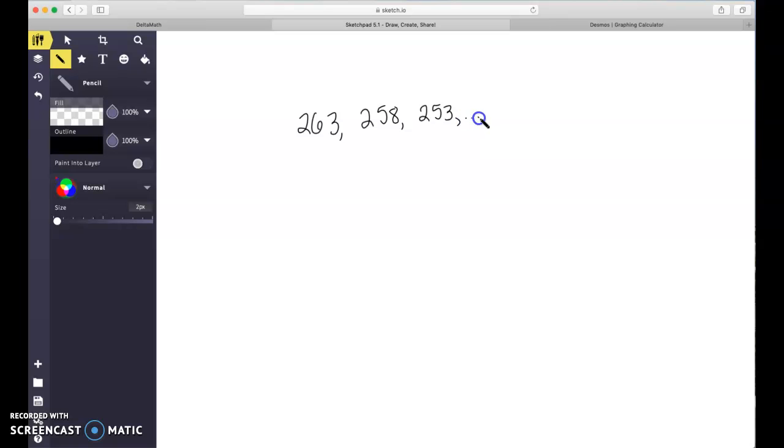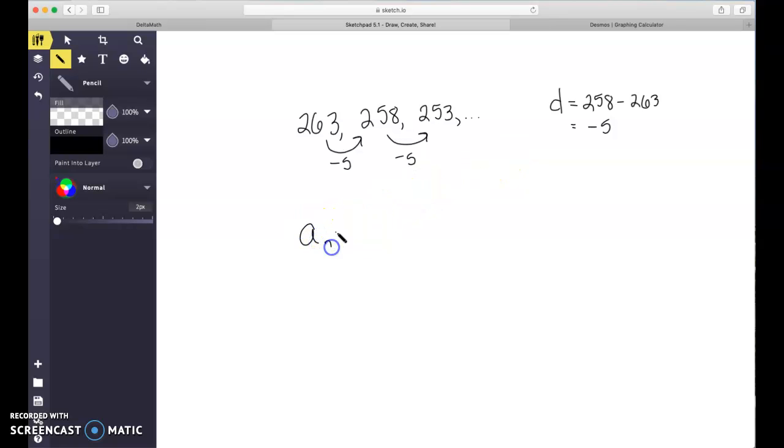Now, in order to write the explicit formula, we have to determine, is it arithmetic or geometric? Just by looking at this, I think this is going to be arithmetic, but let's test it out. If it's arithmetic, I should be able to find a common difference by subtraction. 258 minus 263 gives me -5. So I know I'm subtracting 5 to go from 263 to 258. And if I do it again, 258 minus 5 gives me 253, so it is arithmetic.